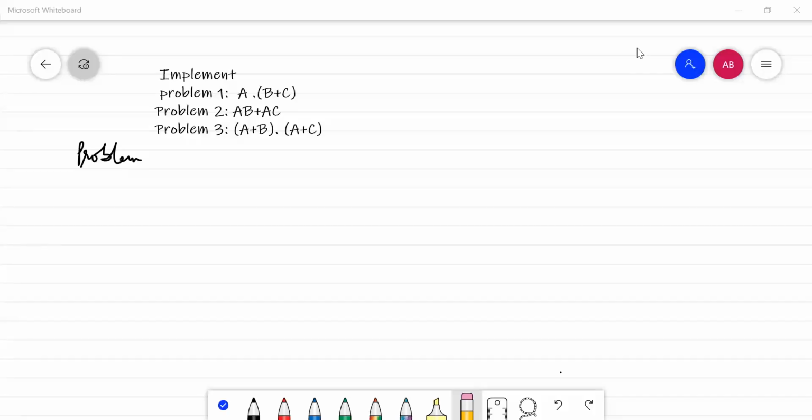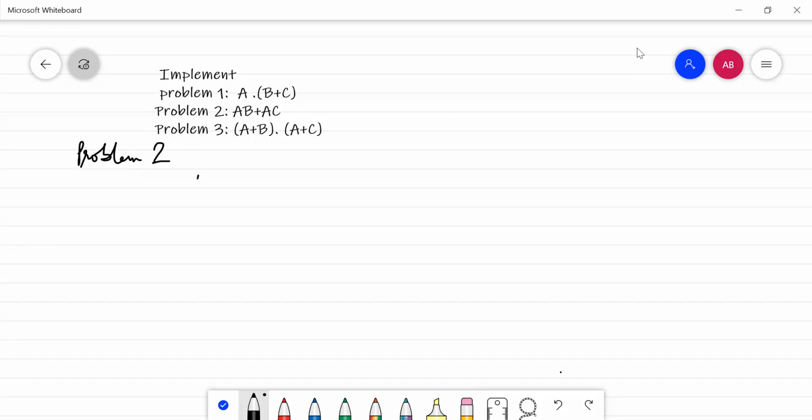Hello students, this is in continuation with our previous video on design of the circuit from the Boolean expression using logic gate ICs. Because the previous lecture got disconnected because of an electricity problem, I am continuing with problem 2 that we just have here.